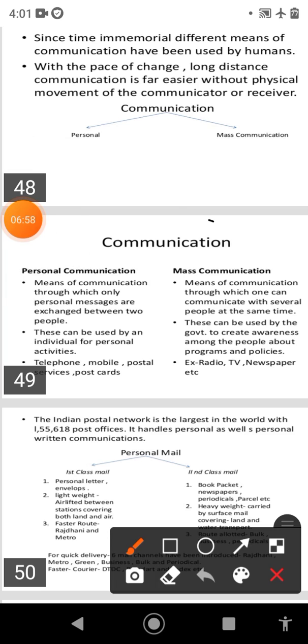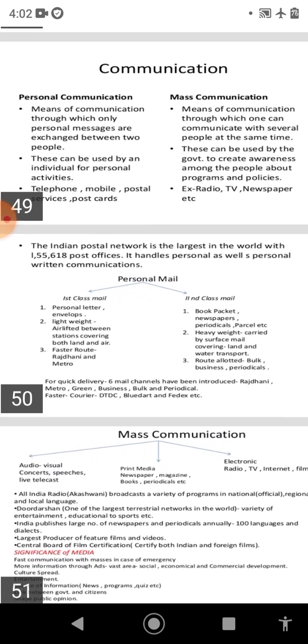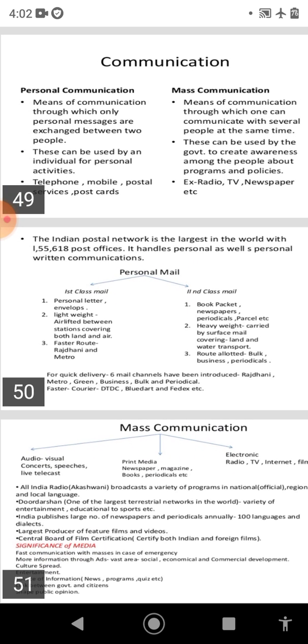Here some of the points of difference have been included. Means of personal communication is used for exchanging messages between two people. Means of communication through which one can communicate with several people at the same time is known as mass communication. So the points are given here, you may go through the means of personal communication and mass communication. With regard to personal communication, it includes the postal network.